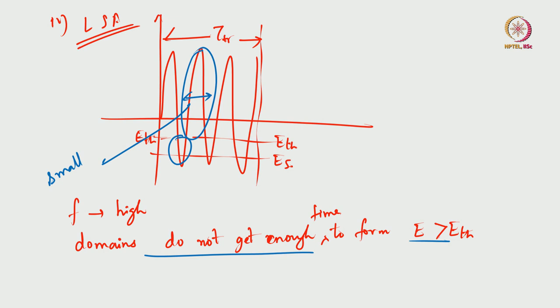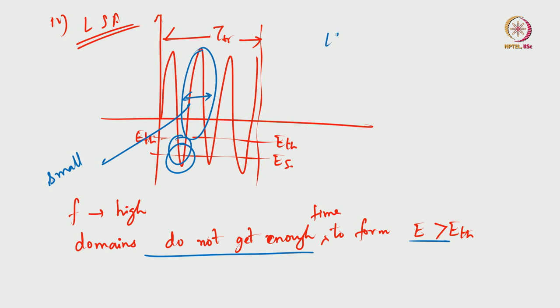So any accumulation of electrons near the cathode has time to collapse while E is less than ES here. Here the domain will collapse if there is an accumulation of the domain near the cathode, okay. So what happens is that you do not get enough time to form.